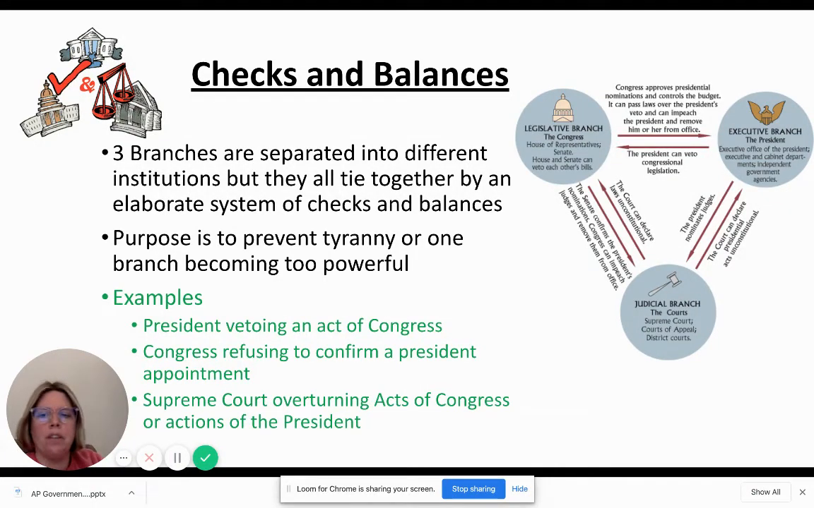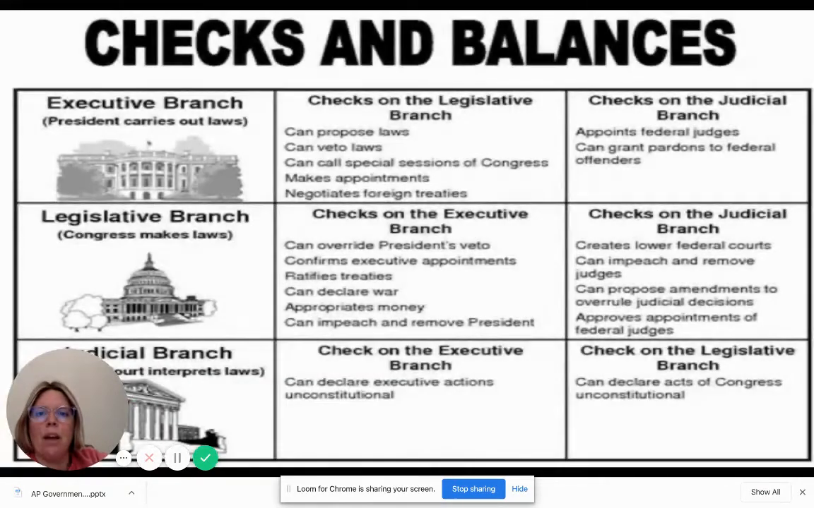There's a chart where you can see all of them, but examples would be the important thing. To remember about a check and balance is that it's one branch checking another, not something within the branch. It's got to be like the president stopping Congress from doing something, Congress stopping the courts from doing something, or the courts ruling a congressional law unconstitutional kind of thing. Okay. Oh, there's the chart right there.